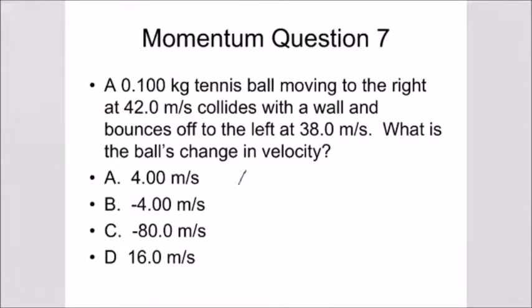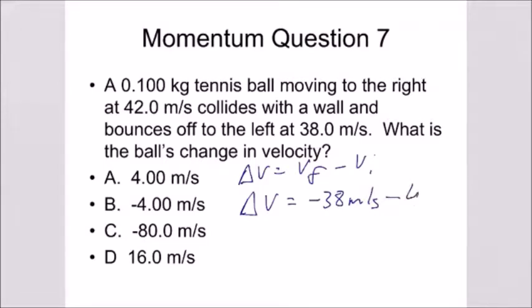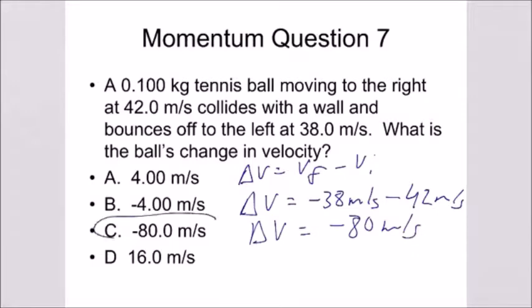Remember that the change in anything is equal to the final minus the initial. So in this problem, our final velocity is 38 meters per second to the left. Since it's to the left, we need to write that as negative. We want to subtract from that the initial velocity, which was 42 to the right. Well, that 42 needs to be positive, so minus positive 42 meters per second. So our change in velocity is going to be equal to negative 80 meters per second with the appropriate significant digits. Answer C looks good.